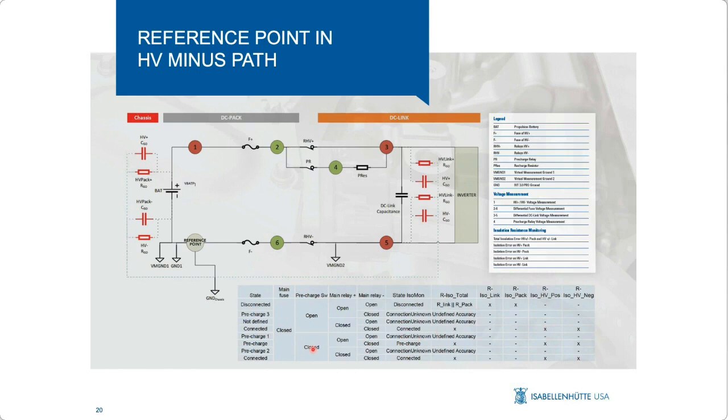If the pre-charge relay is closed, on the other hand, but the main relay on the plus side is open and the main relay on the minus side is closed, the isolation state would be pre-charge because the pre-charge circuitry is active. In that case, we would get also a reading of the total isolation voltage, positive and negative. And the last case we would get a reading is if pre-charge relay is closed, main relay plus and minus are both closed, so the whole circuitry is closed, which would again be the state connected, and we would get a total isolation reading, positive and negative.